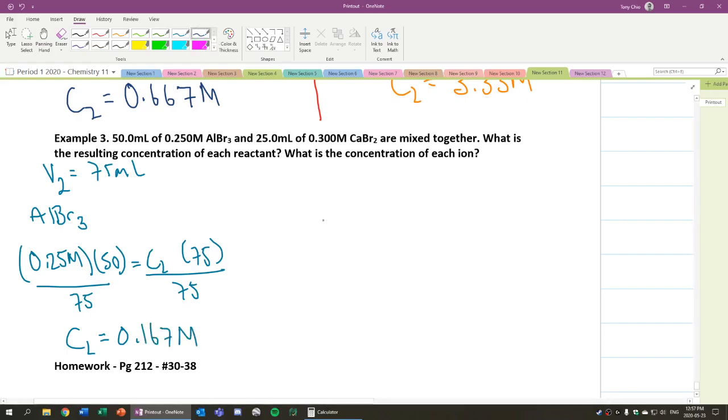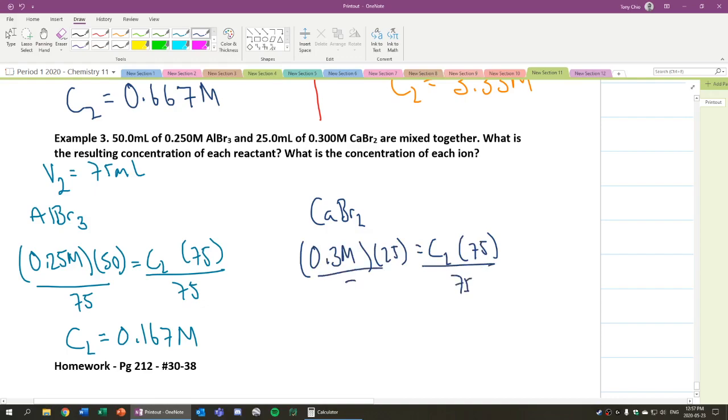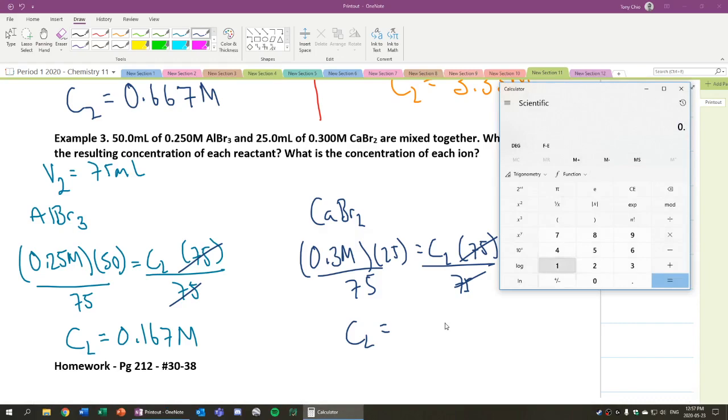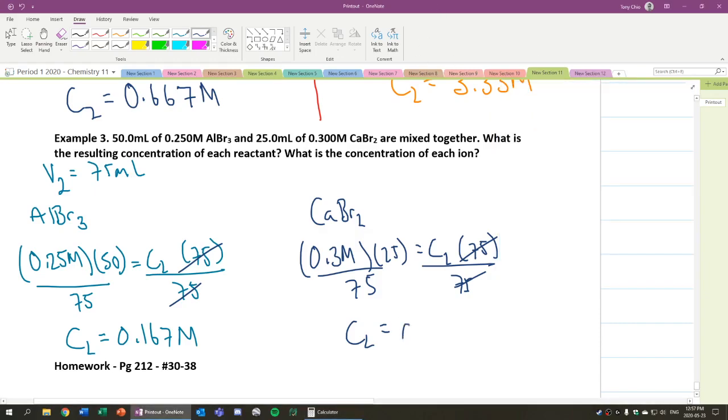For calcium bromide, you have a concentration of 0.3 molarity times 25 equals C2 times 75. Divide both sides by 75. These cancel, just like the other ones. This time C2 is 0.3 times 25 divided by 75, which is 0.1. So that's the concentration of calcium bromide.